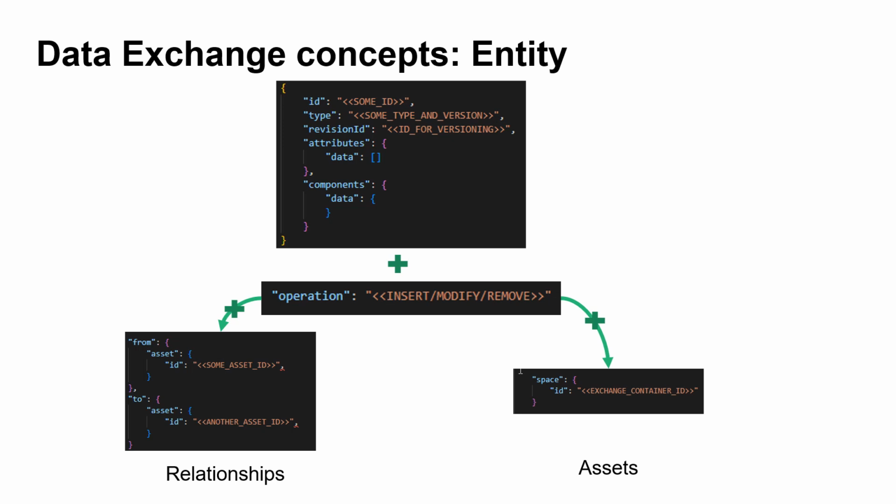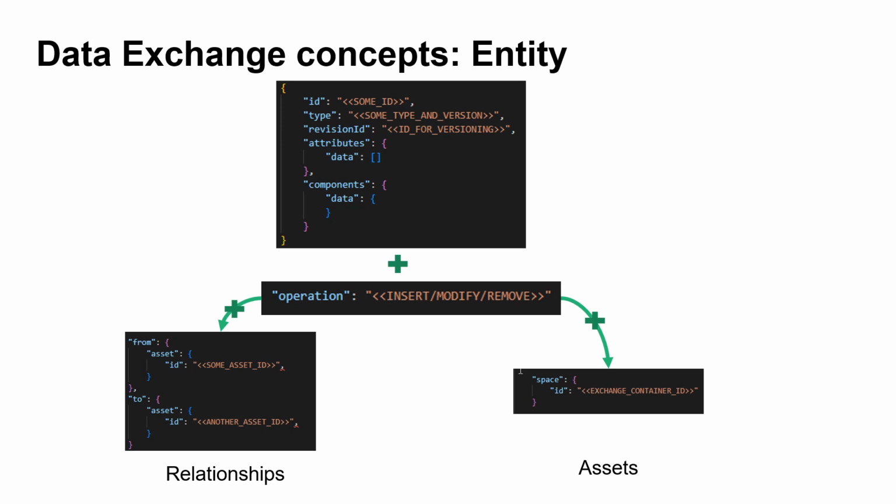In case of assets and relationships, no entity is ever deleted. Therefore, they need an operation field to mark their status. It can be insert, modify, or remove, but the remove value doesn't mean that it is deleted. It just means that it's not part of the current state of the graph.